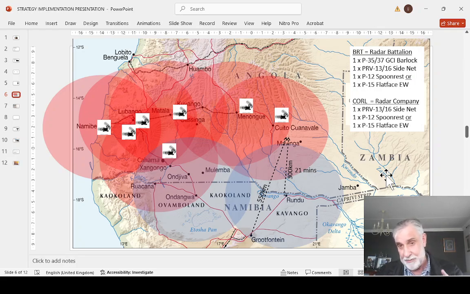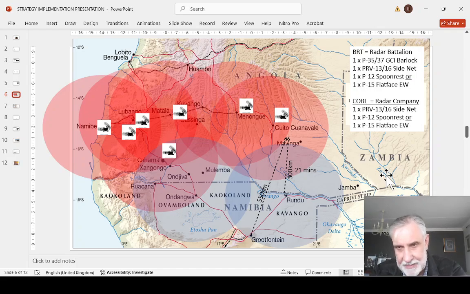And what many people don't know is that southern Angola was the most heavily defended piece of real estate from an air defense point of view in the world in the mid to late 80s, outside of the Iron Curtain, outside of the old Soviet bloc. Because, for instance, let's just look at the radar cover here. You had these radar battalions, and I just mentioned the types there. That radar battalion consisted of, and a radar company.